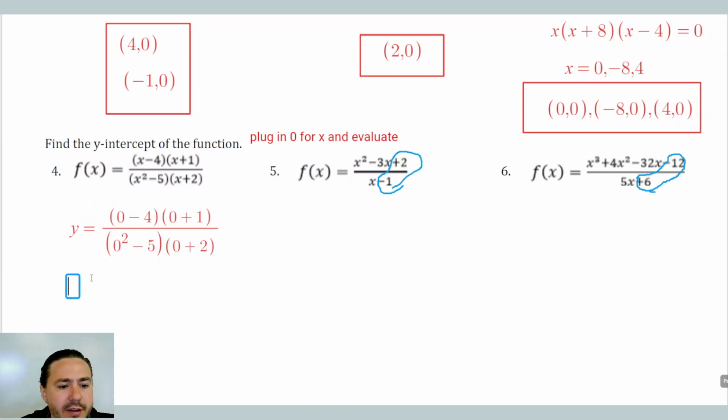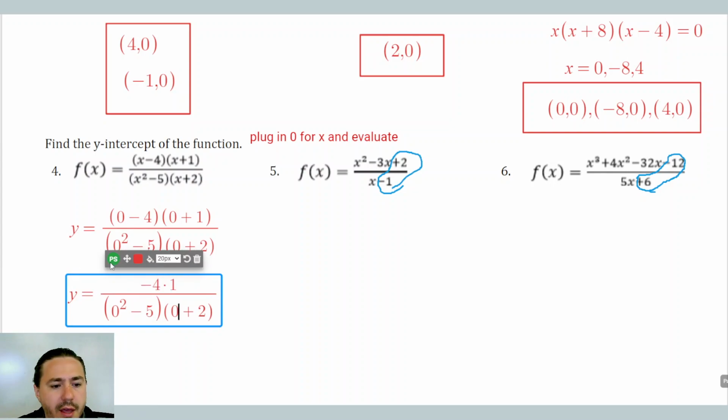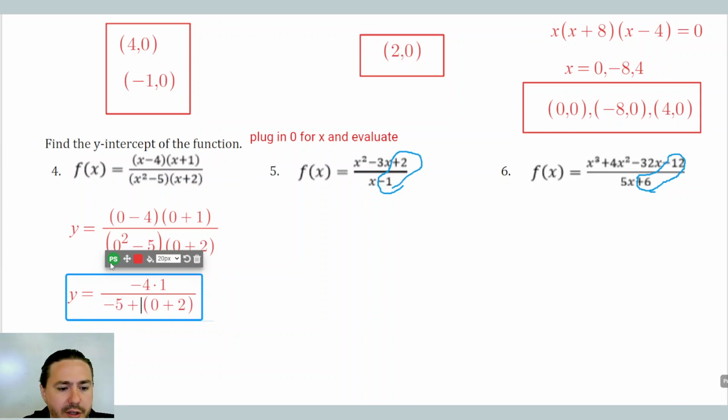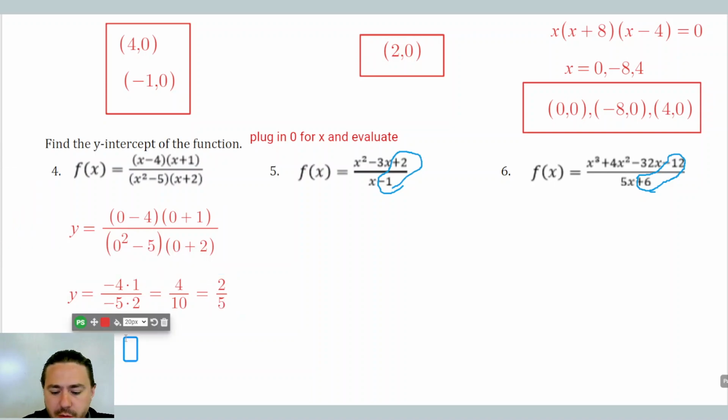So we get negative 4 times 1 and negative 5 times 2, which is going to be negative 4 over negative 10. A negative divided by a negative is going to be positive, so it's just 4 over 10, or 2/5. So the y-intercept of this one will be 0, comma, 2/5.